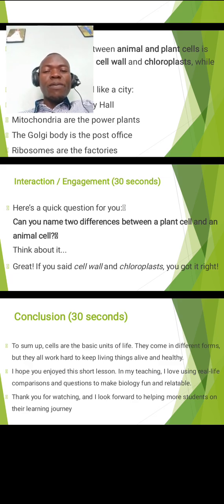So to sum it up, cells are the basic units of life, and we have two types of cells, that is prokaryotic cells. Then also we have eukaryotic cells, which are also called multicellular. Also we have the different types of cells which are found. For example, the animal cells, we say that they don't have a cell wall, they don't have chloroplasts, while the plant cells have what? The plant cells have chloroplasts, they have a regular shape, and also they have a cell wall.